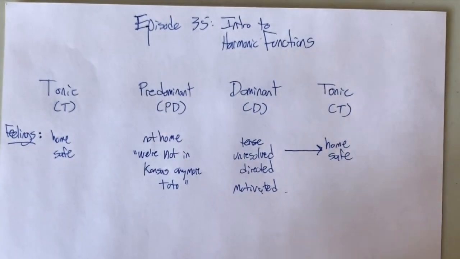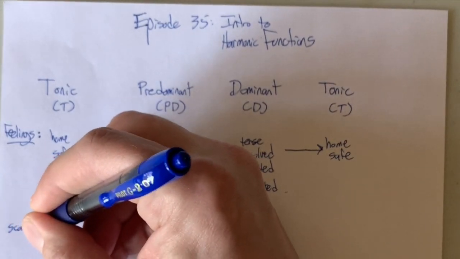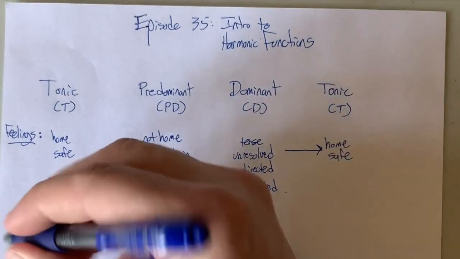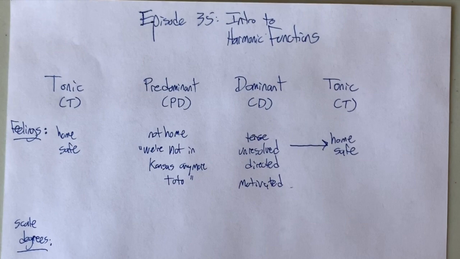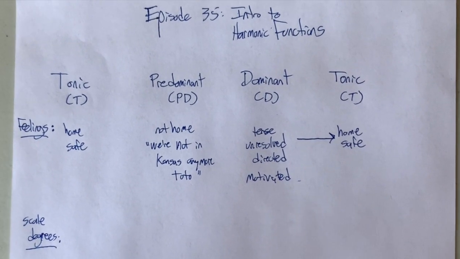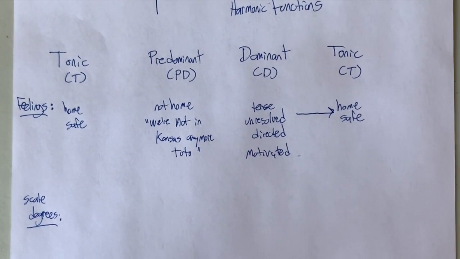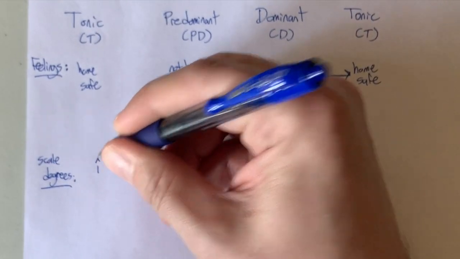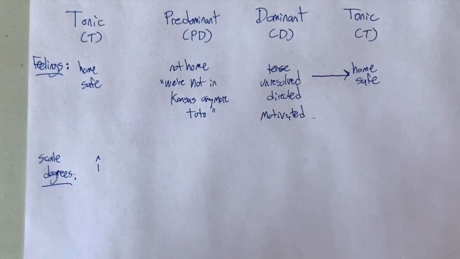Let's talk about the scale degrees that go with each one of them. So I'm going to use solfege, but if you're a numbers person, tough. Sorry. If you're a numbers person, tough. Scale degrees. Guess what the most tonic-y scale degree is? It's 1. The one that's even named tonic.